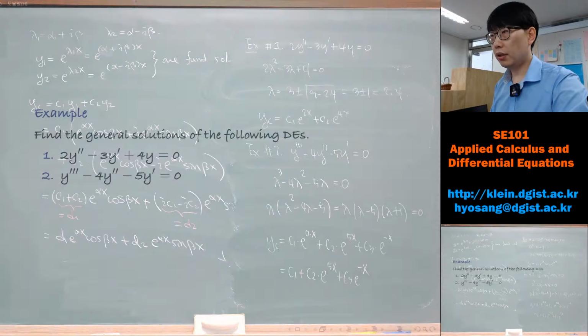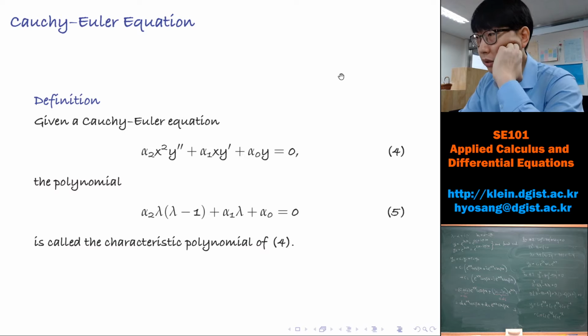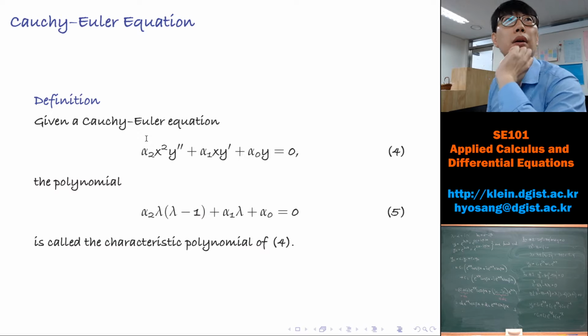Okay, so let's look at the slide again. So the Cauchy-Euler equation. This is a slightly different type of differential equation because you have x squared and x on these terms.